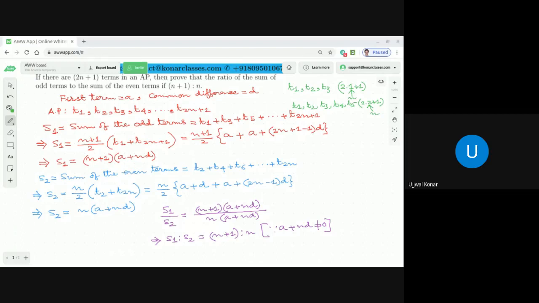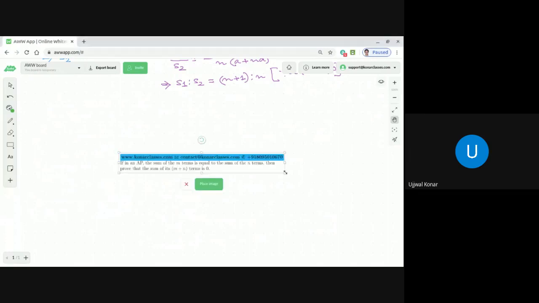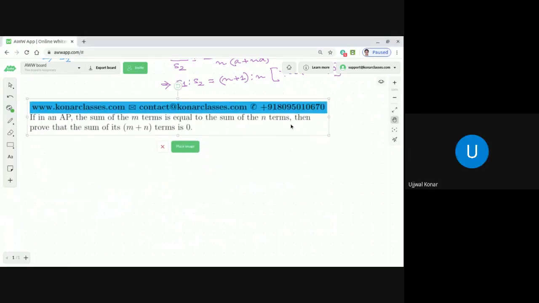The next question I gave, dear students, is something like this: if in an AP the sum of the m terms is equal to n, and the sum of the n terms is equal to m, then prove that the sum of its m plus n terms is 0. Let me bring the question here, then we will discuss. This is the question I gave, dear students.